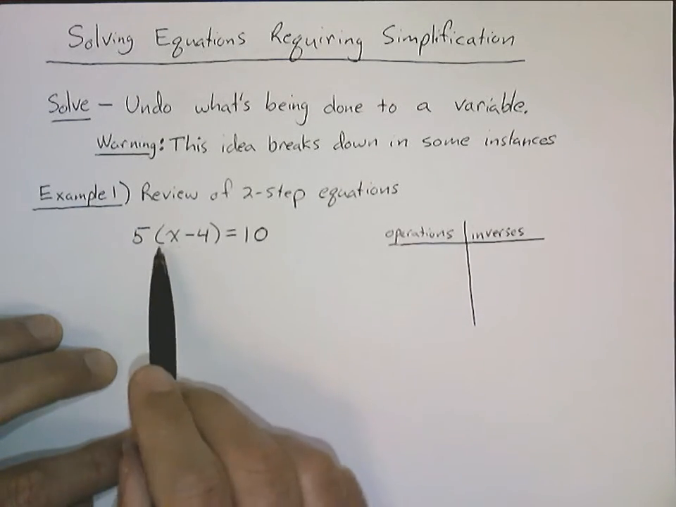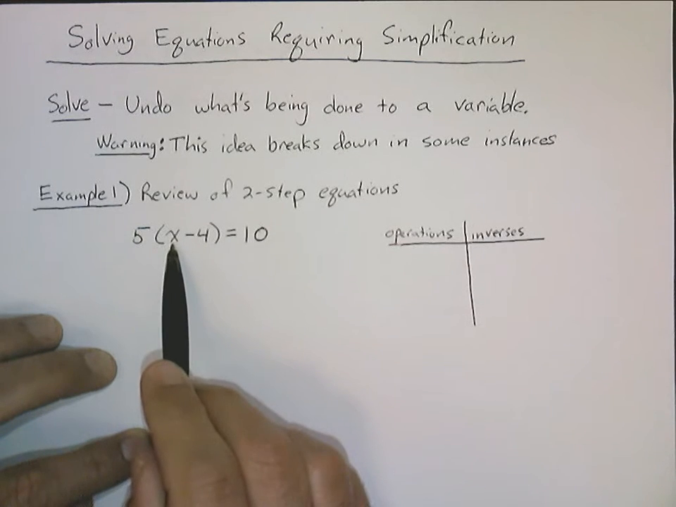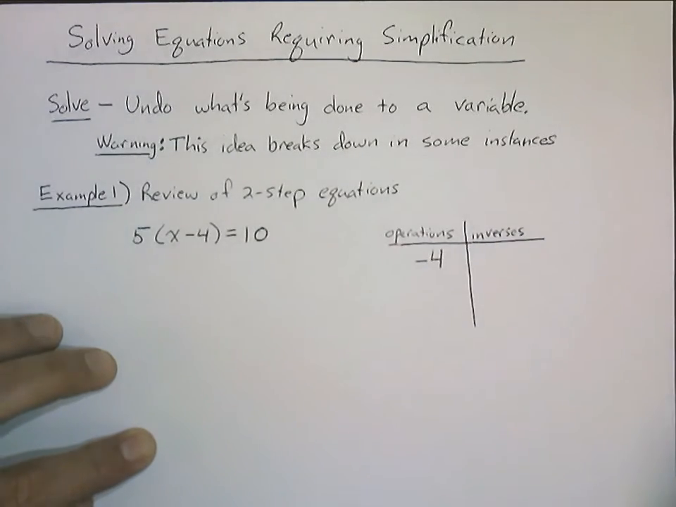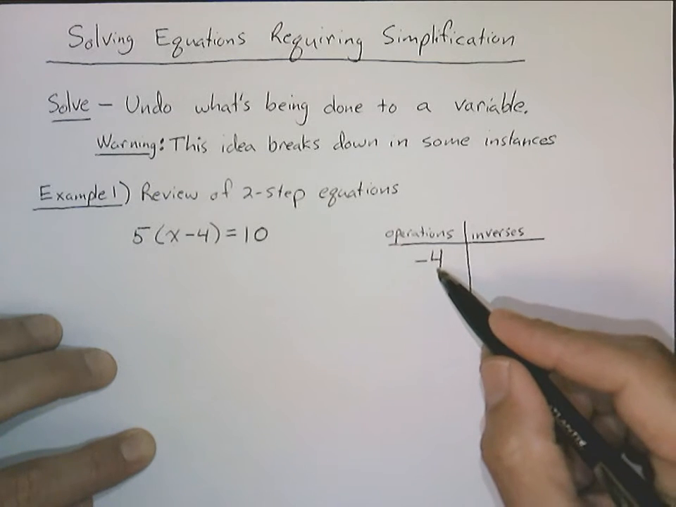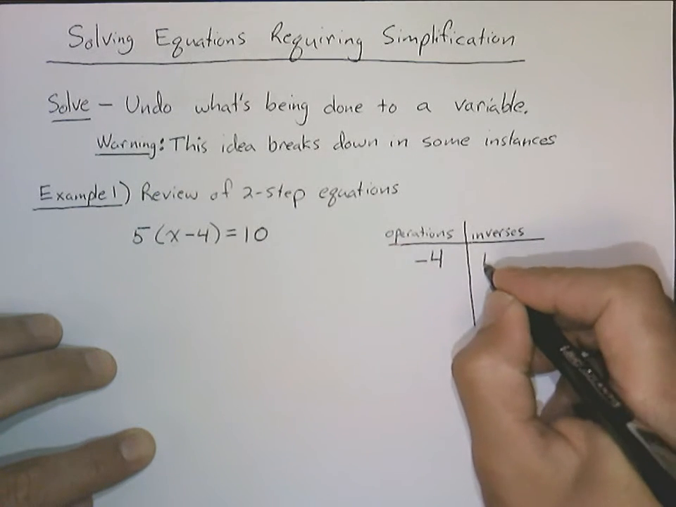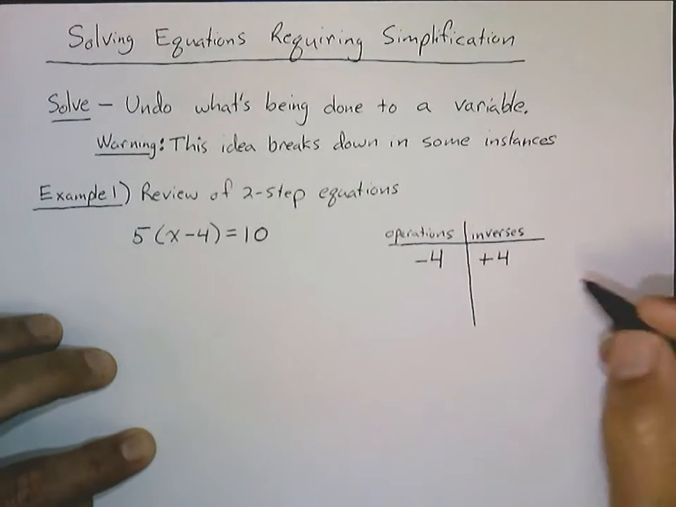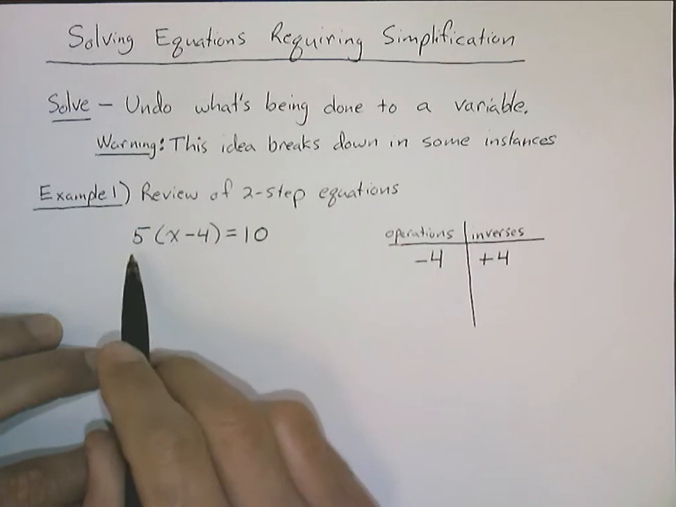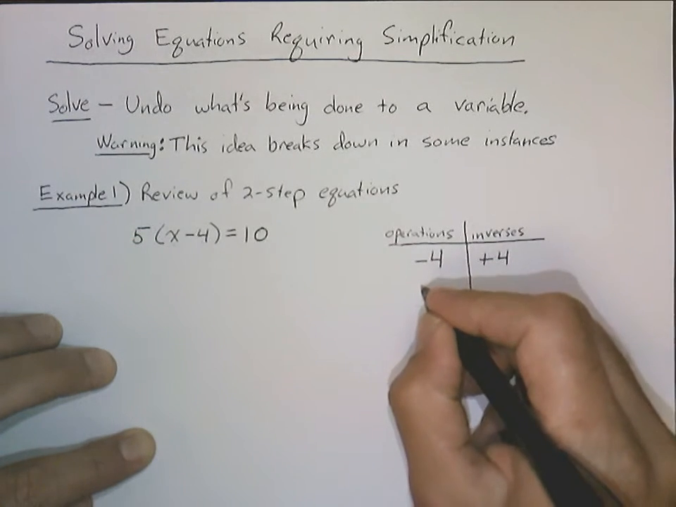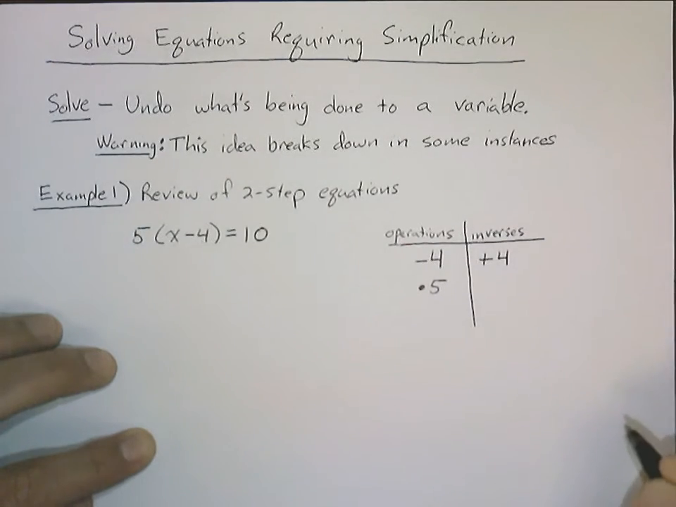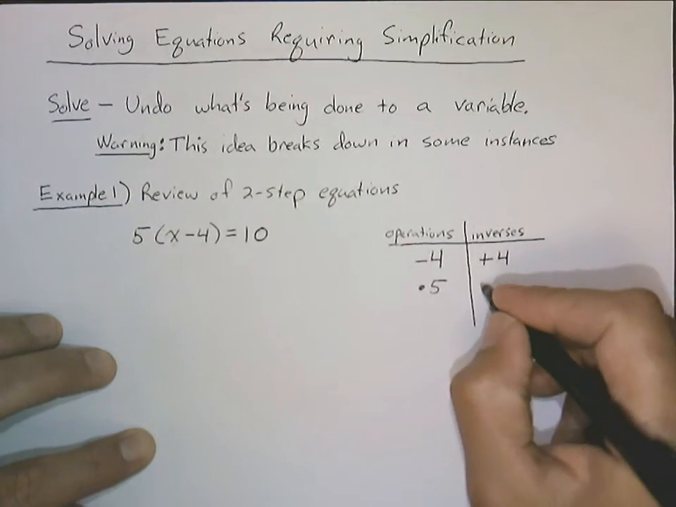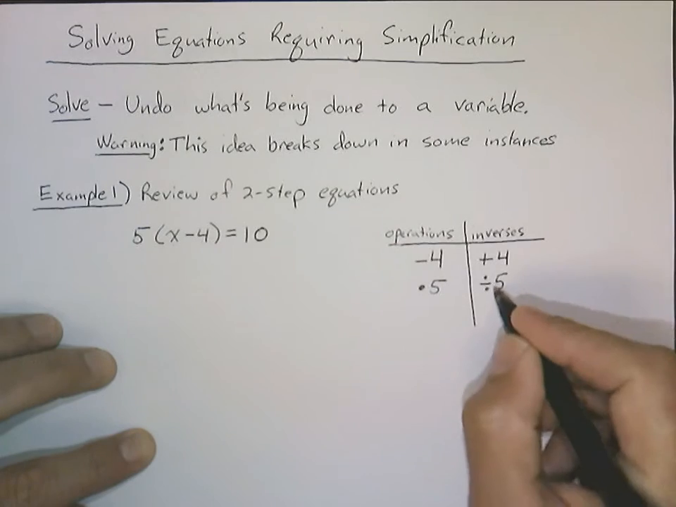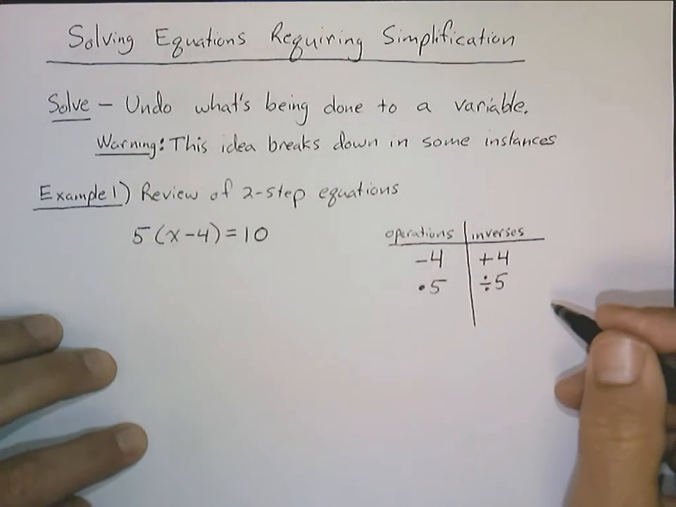And so we start out with what's inside the parentheses. First thing being done to this x is we're subtracting 4. So that's what we'll put right here, subtracting 4. The exact opposite of subtracting 4 from something is, of course, adding 4. And that's how you undo subtracting 4. After we subtract the 4, the next thing that happens is a multiplication by 5. And so, of course, the way to undo multiplying by 5 is to divide by 5. Or, of course, we could multiply by 1/5. Either way is going to work.